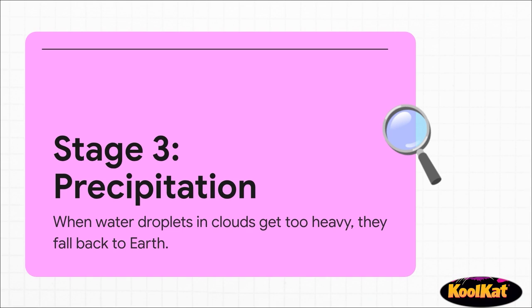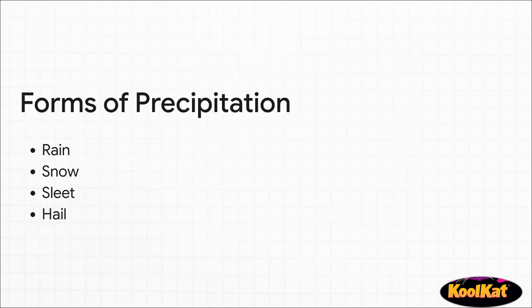And all that water has to fall back down to Earth. That's stage 3, precipitation. Now, here's a key thing to remember. Precipitation doesn't just mean rain. Depending on the temperature, both up in the clouds and on the way down, it can actually take a few different forms. We're talking rain, snow, sleet, or even hail. And you can bet the GED might ask you to identify any one of these as a form of precipitation.